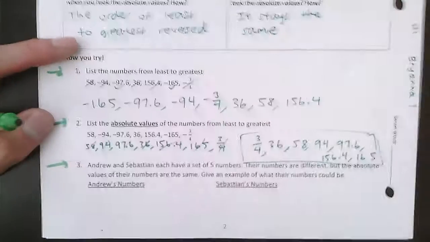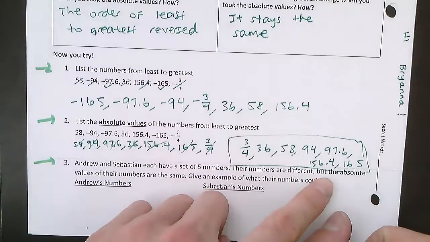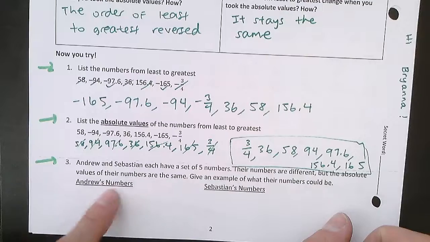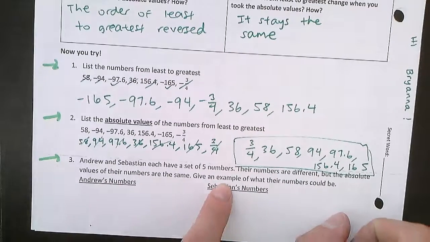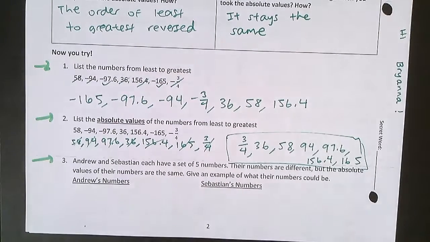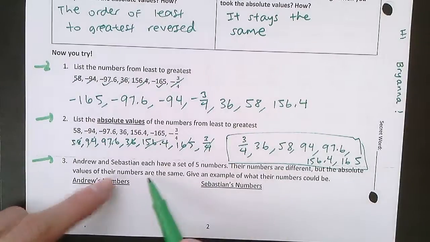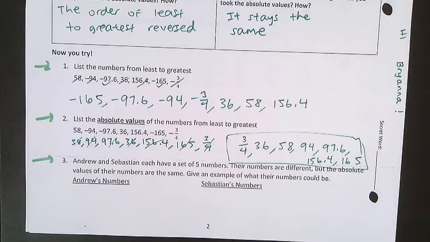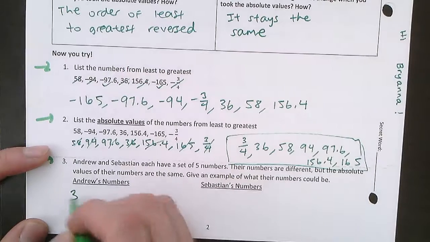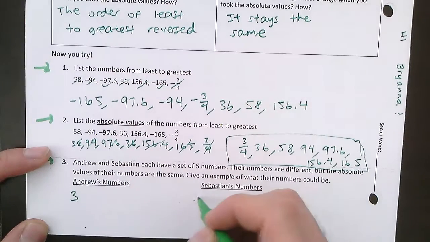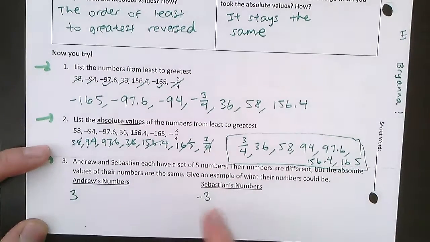And last one, Andrew and Sebastian each had a set of 5 numbers. Their numbers are different, but the absolute value of their numbers are the same. Give an example of what their numbers could be. So for this one, since you know that the numbers are different, but the absolute values are the same, that means they're going to have some negative numbers and positive numbers. So let's say, for example, if Andrew has the number 3, Sebastian might have the number negative 3. And the absolute value of negative 3 is 3. The absolute value of positive 3 is 3.